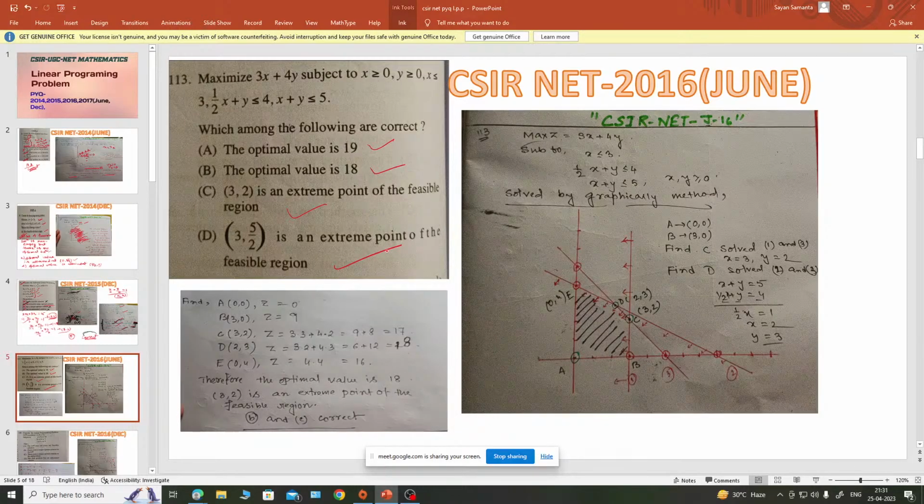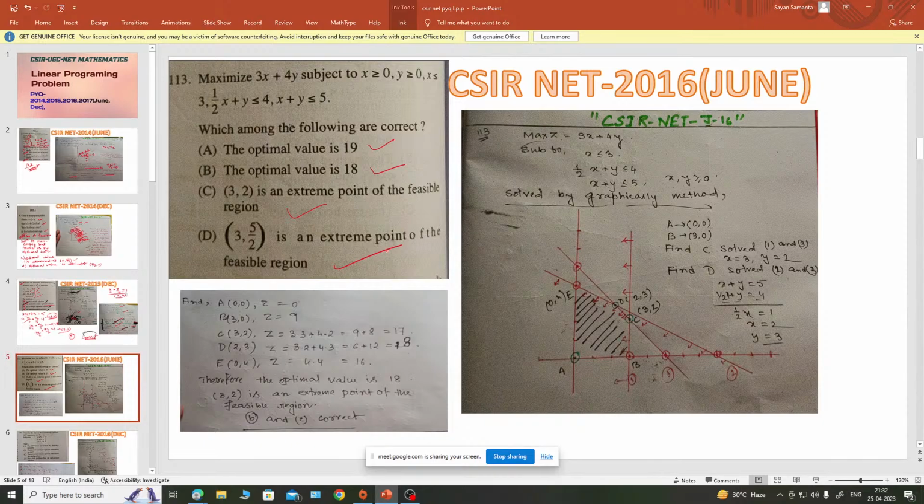Clear? Is the question clear to everyone? Please comment. Question is clear?